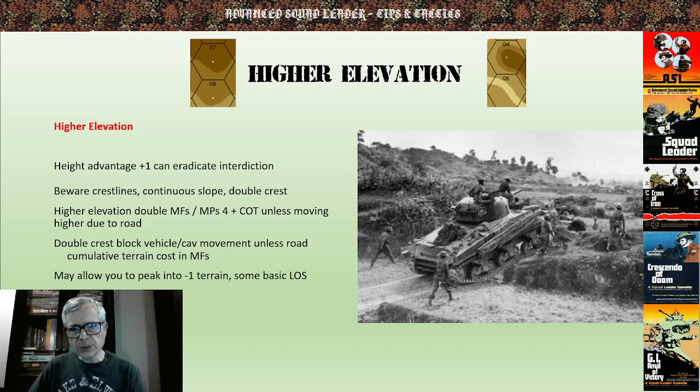And continuous slope, it's necessary to have line of sight to a lower elevation directly below you, right? So higher elevation doubles the movement factors. It costs 4 plus cost of terrain unless you're moving to the higher elevation through a hill road, okay? And double crest blocks vehicles and cavalry movement, unless there is a road going up there.